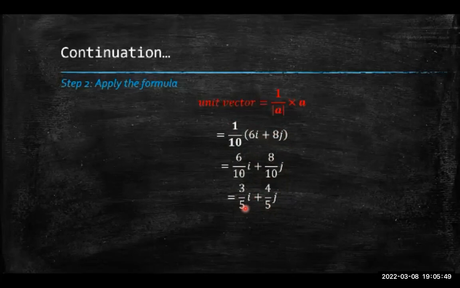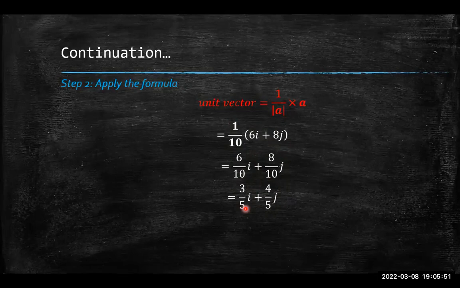Do you understand that? So basically, what you do is you find the magnitude, and then you plug in the magnitude as the 1 over thing, and then you multiply it by what they give you. And that's how you find the unit vector. That's it. Oh, that's simple, man.